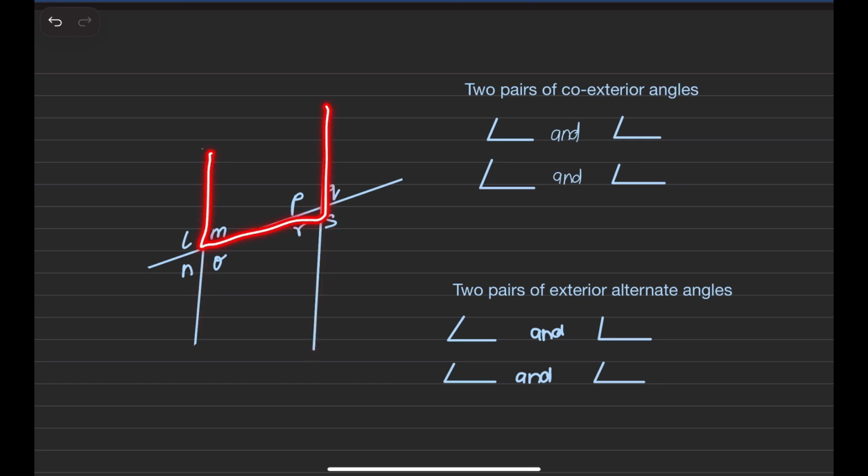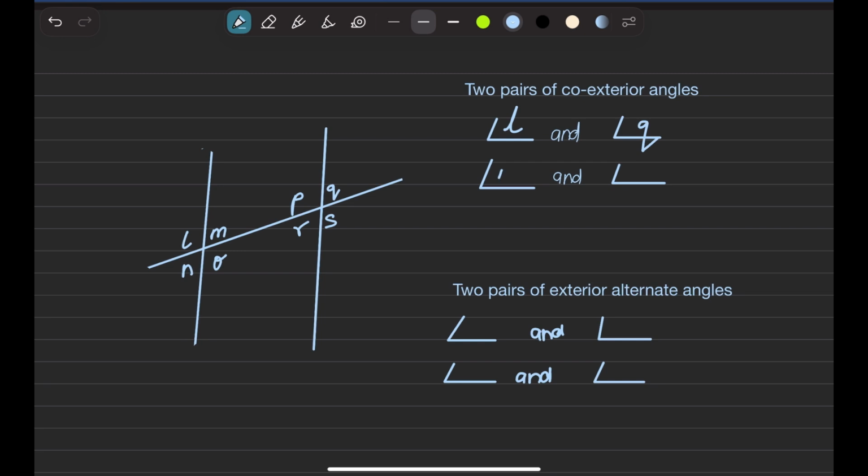So can you tell me? One is L and Q, they are supplementary. L and Q, and the second one is N and S.